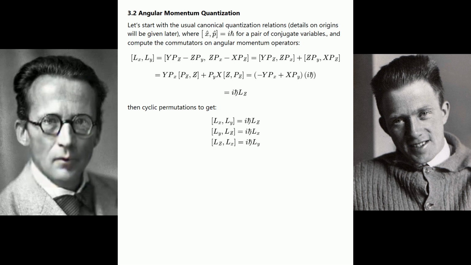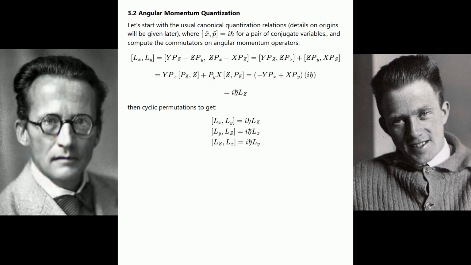3.2 Angular momentum quantization. Let's start with the usual canonical quantization relations. Details on origins will be given later, where [x, p] = iħ for a pair of conjugate variables. And compute the commutators on angular momentum operators.